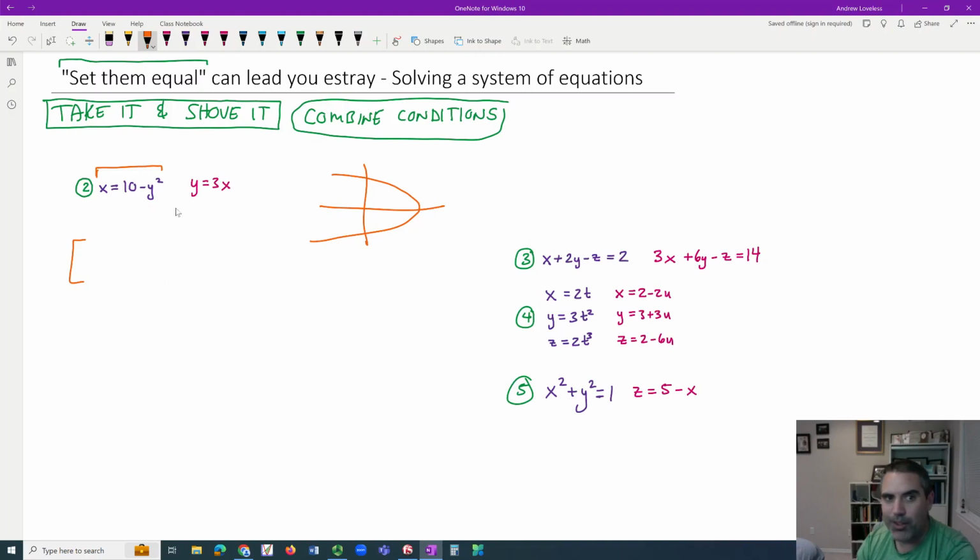A sad parabola on its side. And then we have a line, y equals 3x. Whenever possible, practice trying to graph without a grapher. If you always have to get a graphing device to graph things like parabolas and lines, you're not going to do very well in a calculus course.